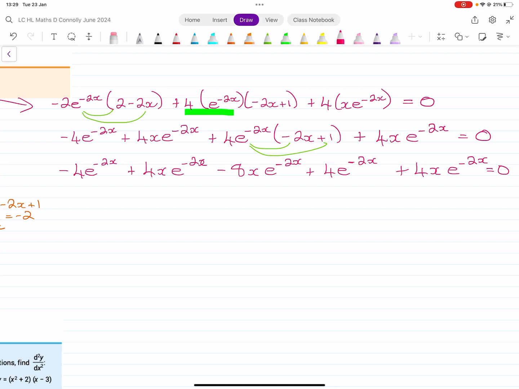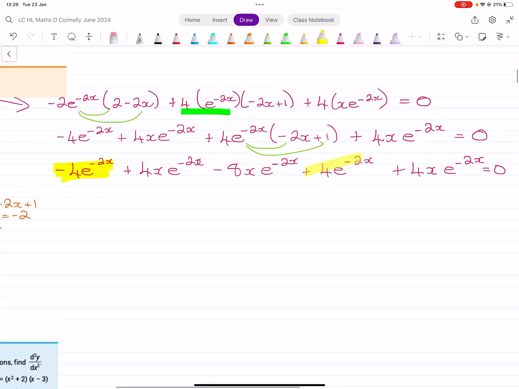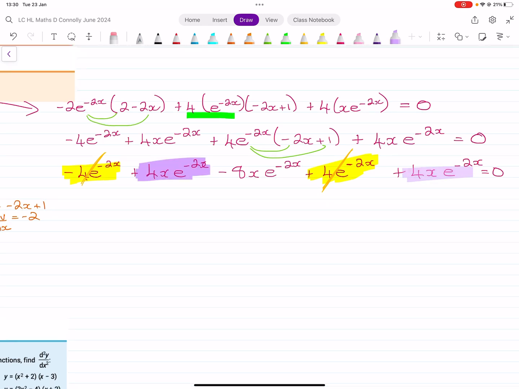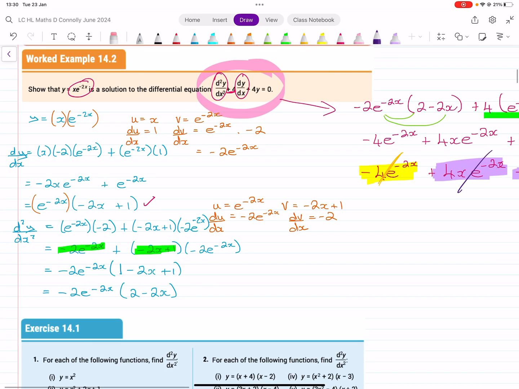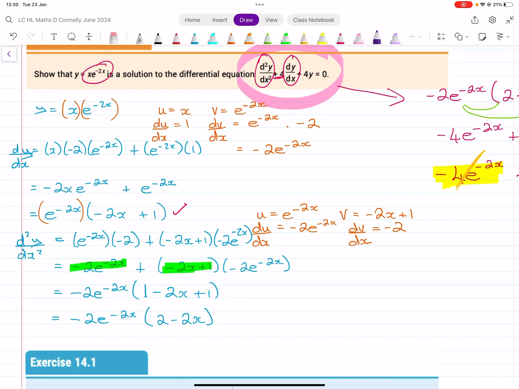Yes. Okay. So minus 4e to the minus 2x and plus 4e to the minus 2x will cancel. And then 4xe to the minus 2x plus 4xe to the minus 2x is 8xe to the minus 2x minus 8xe to the minus 2x. So it does equal 0. So there you go. Okay, so that's actually a really hard differential equation, but that's the idea.